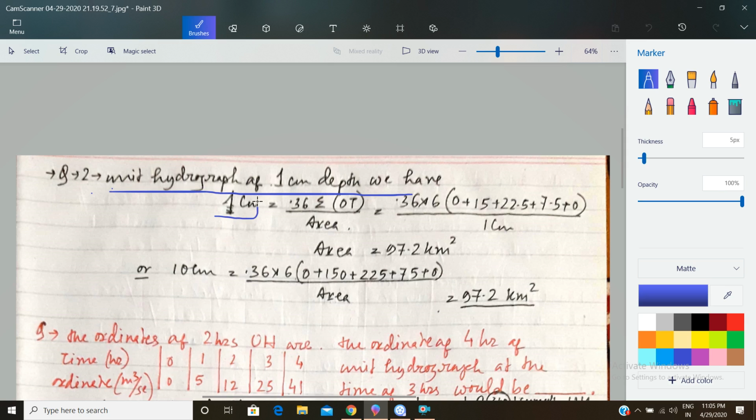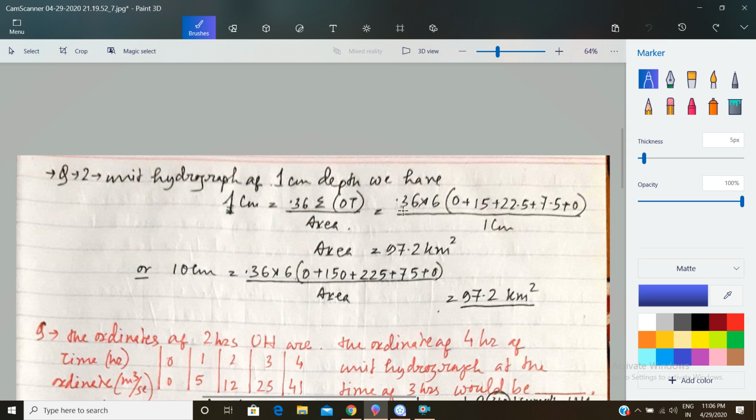Now 1 centimeter depth will be, how we get it, that this one is the area under the hydrograph. So this one is the volume in meter cube, and this one is the area of the catchment. So meter cube by meter square equals, in meter it is converted to 1 centimeter, so this 0.36 is written here. Okay, if we need the area here, we have got the hydrograph and we have got the unit hydrograph, so 1 centimeter depth. So if we need the area here, from this equation we can easily calculate this.